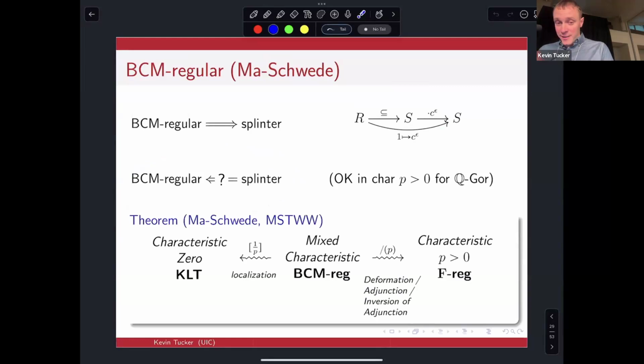And the theorem here is that this is another way of filling in the box. So this does fit into the same framework you could use in our dictionary. BCM-regular singularities are slightly stronger than splinters, possibly, but also satisfy the deformation and adjunction package to F-regular when I go mod p, and localize to give me something KLT in characteristic 0.